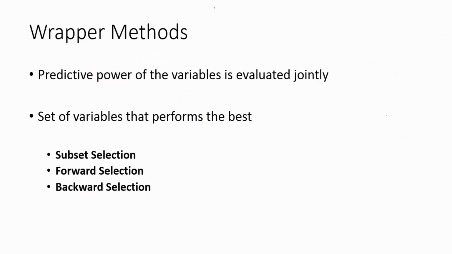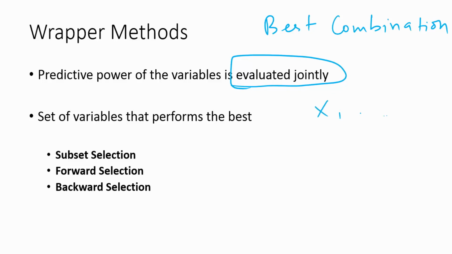Okay. Wrapper methods use a combination of x variables or features and find out which one is the best combination. So instead of finding out the best variable, it finds out the best combination of variables. So predictive power of variables is evaluated jointly. Okay, so we can say that jointly x1, x2, and x5 are the best features among the set of 10 features. Okay, so that's the way we analyze this. So it's a joint evaluation of variables.